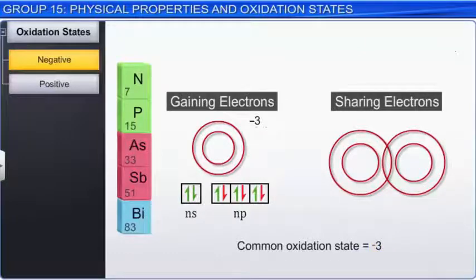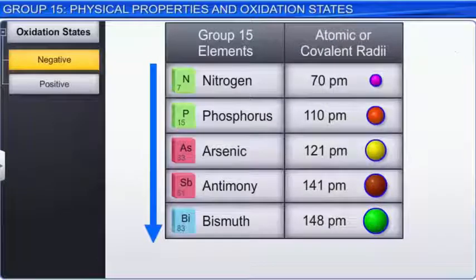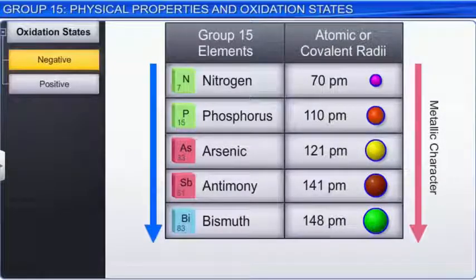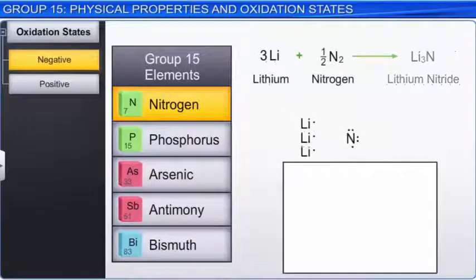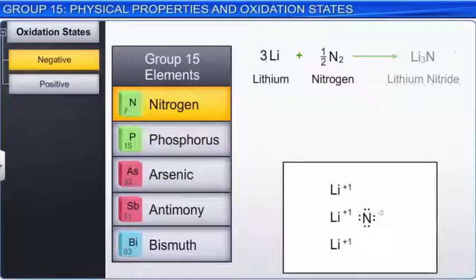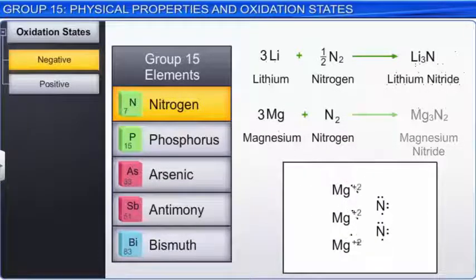However, as we move down the group, the tendency to exhibit -3 oxidation state decreases. This is due to the increase in atomic size and metallic character. Only nitrogen atoms can gain 3 electrons from highly electropositive metals like lithium and magnesium, to form ionic nitrides.